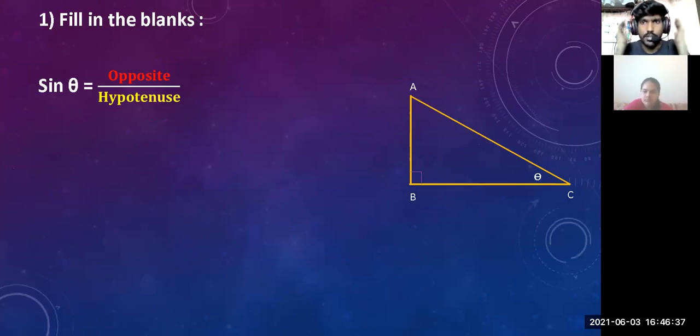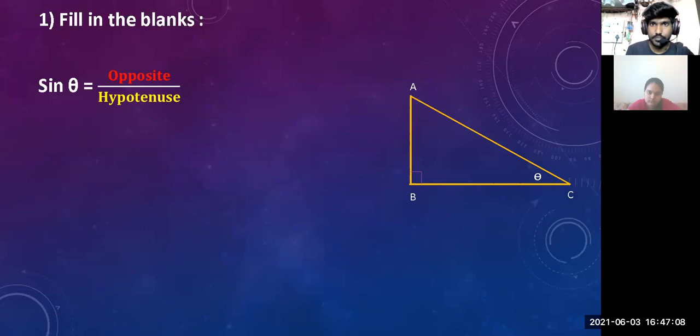So we'll just use the formulas that we already know by now. So first was the ratio formulas. Then the second one was the reciprocals. So you should know sine and cos are reciprocals of each other. Sine and cosec are reciprocals of each other. Cos and sec are reciprocals of each other. Tan and cot are reciprocals of each other.